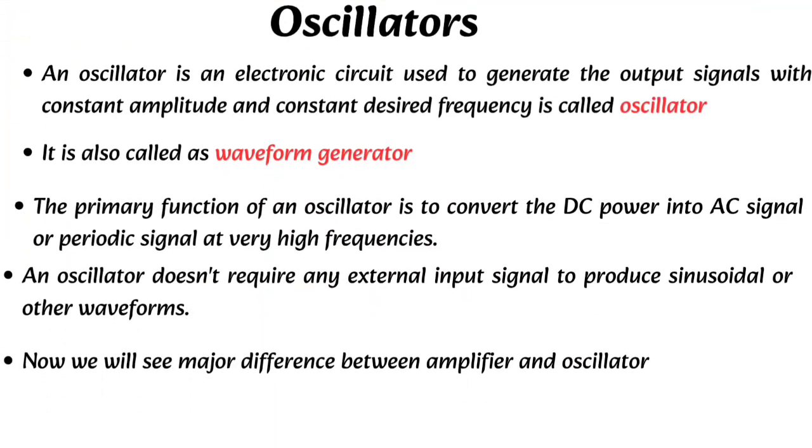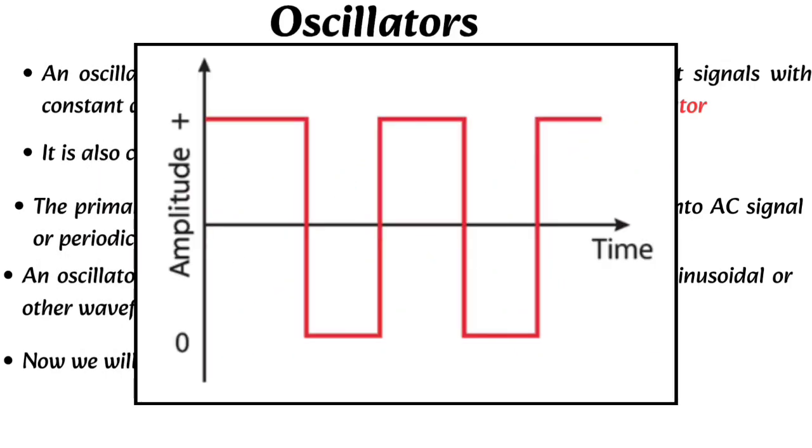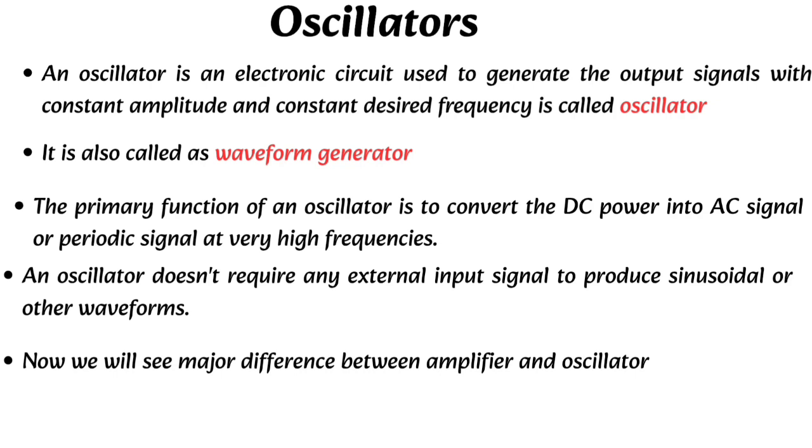An oscillator is an electronic circuit that generates an output signal with constant amplitude and constant desired frequency. So in simple words, an oscillator is a circuit that produces continuous signals automatically. With the help of an oscillator, we can generate different types of waveforms such as sine wave, triangle wave, square wave, sawtooth wave, etc. Because it generates different types of waveforms, an oscillator is also called a waveform generator.